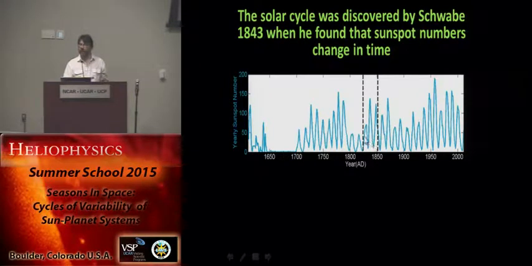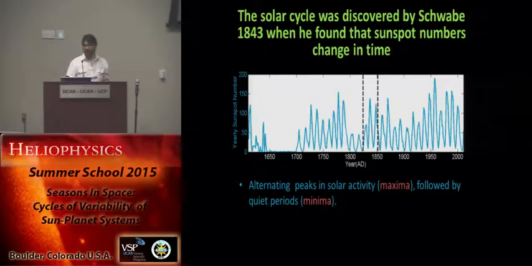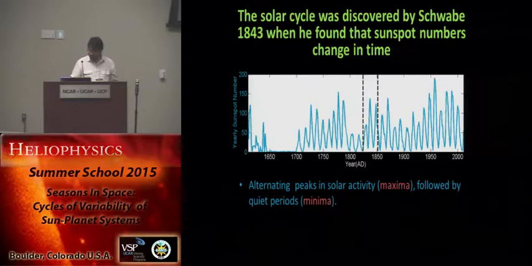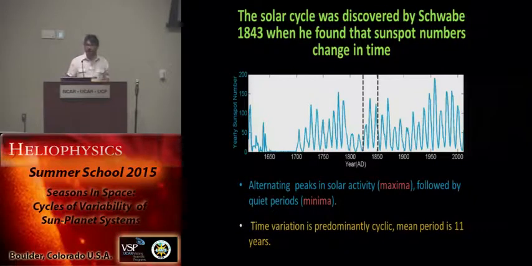He looked at the sun to this time. There had been observations of the sun before him, but no one had really put together the fact that the sunspots would change on decadal timescales. So we have alternating peaks in solar activity, maxima, followed by quiet periods that we call minima. And this time variation is predominantly cyclic with a mean period of 11 years, right?